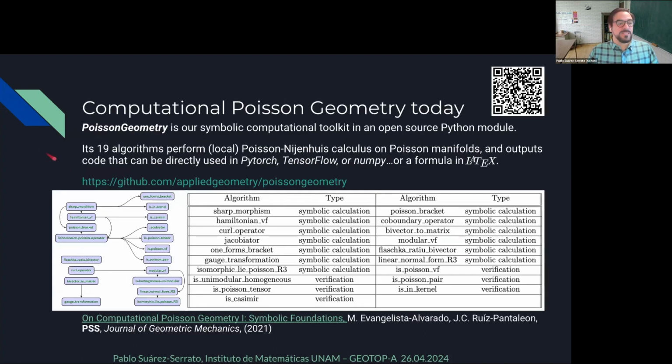So now what we did, with Miguel Ángel Evangelista Alvarado and José Ruiz Pantaleón, was develop a toolkit of symbolic computation for Poisson geometry. We implemented 19 algorithms that do all of these things, and they are freely available in this GitHub repo page. We designed them so that they could be used with PyTorch, TensorFlow, or NumPy. Or if you're working just in pure Poisson geometry, you can define a formula and then use it in LaTeX.